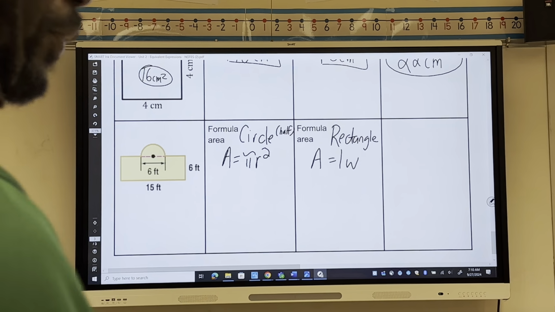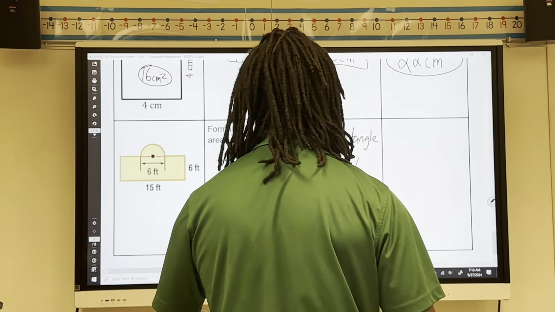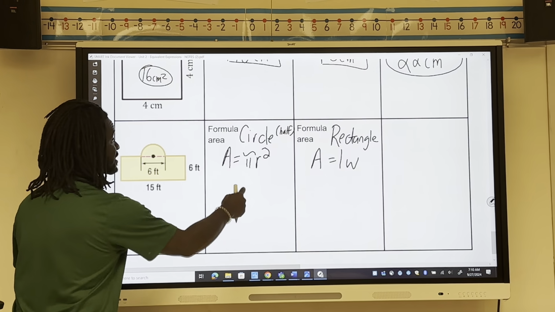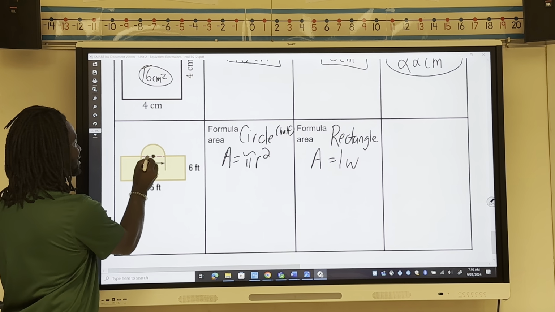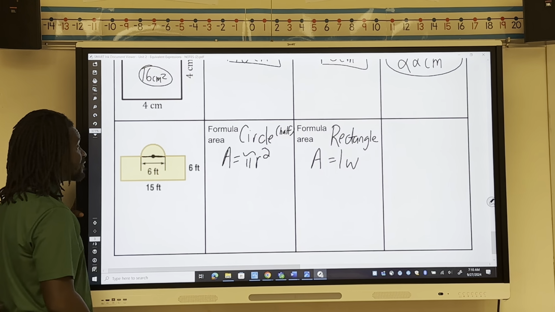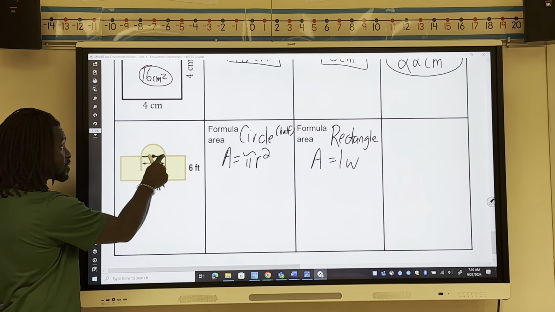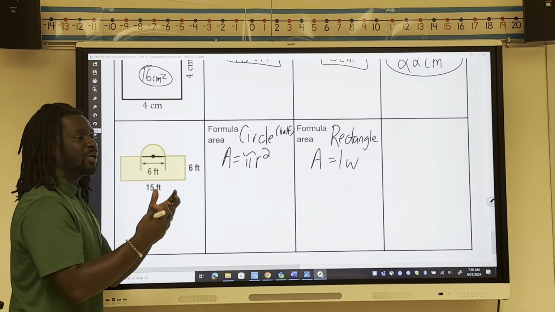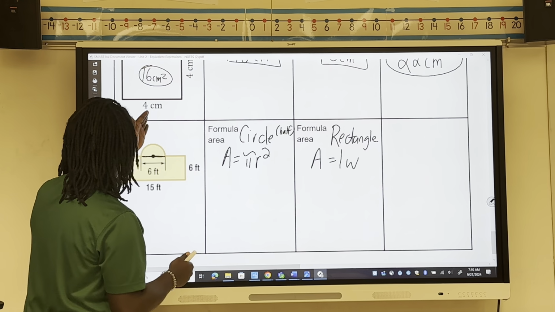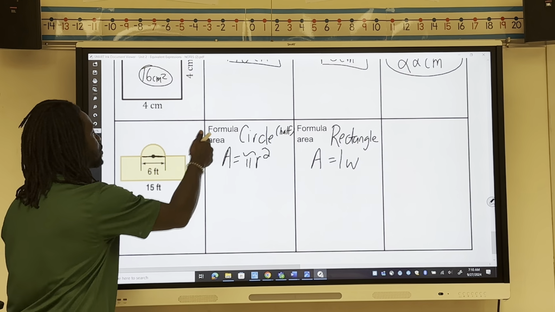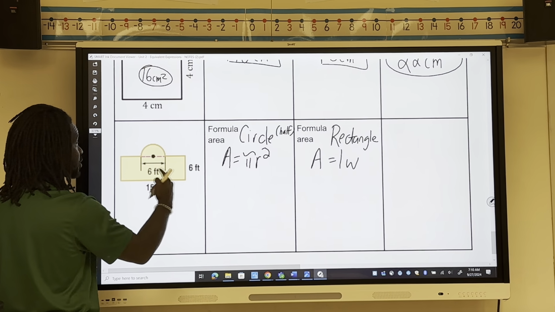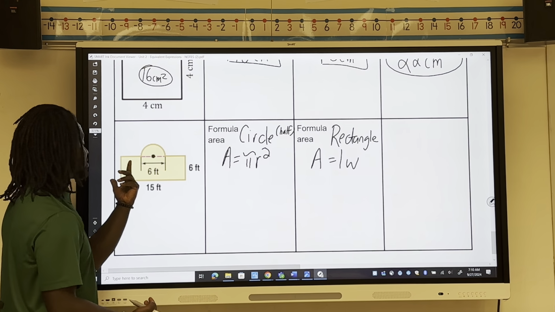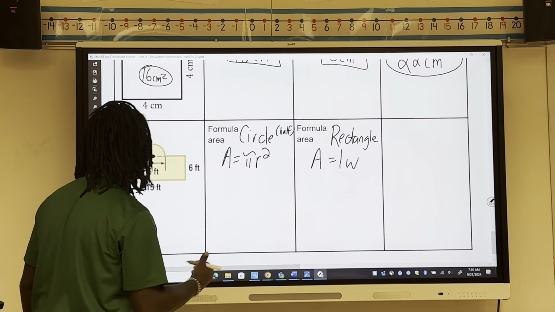And the reason I point that out is because sometimes, if we look at this formula, we need to use the radius, but the diameter is the thing that's given, because it goes from one side of the circle all the way to the other. So you are going to have to know that I need to cut that in half in order to find the radius. So the diameter is 6, but the radius is 3.